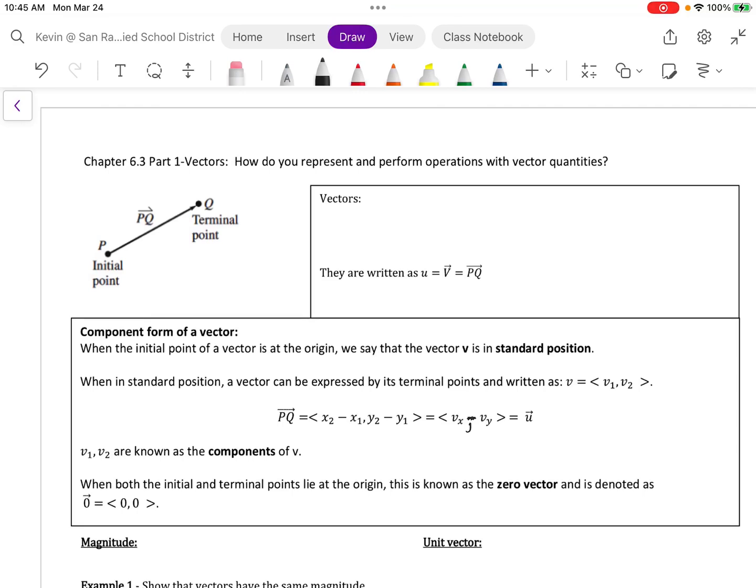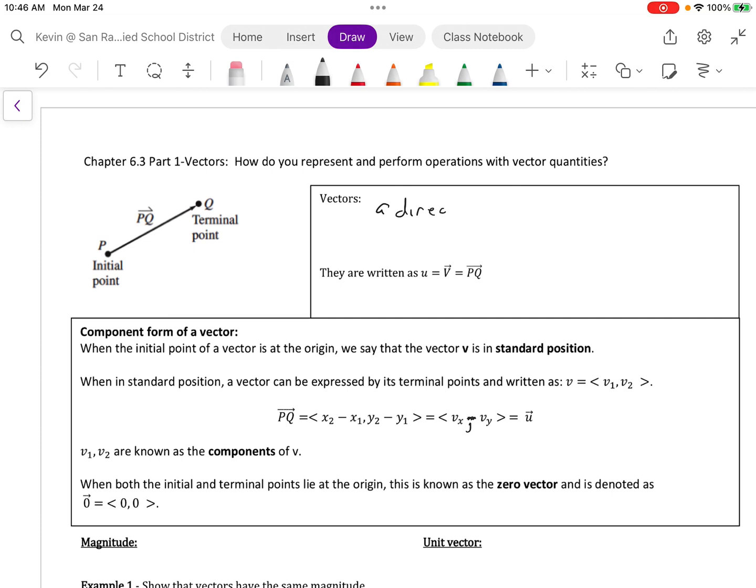Okay, 6.3 part one. This is vectors. So we'll go through the basics of vectors. How do you represent and perform operations with vector quantities? Well, first, there are a couple of things you should know about vectors. A vector is a directed line segment.